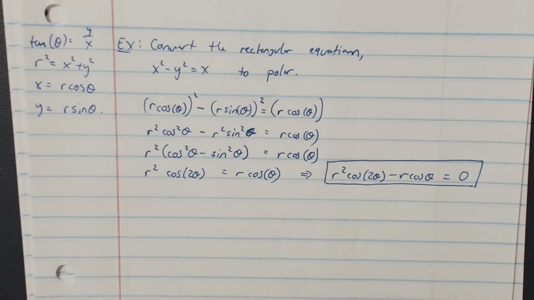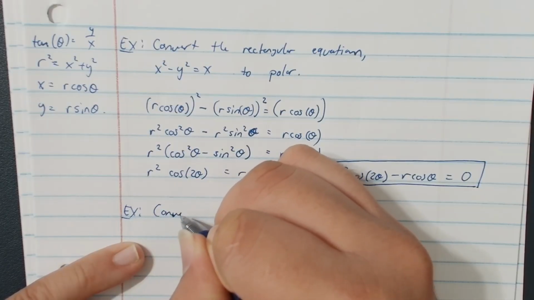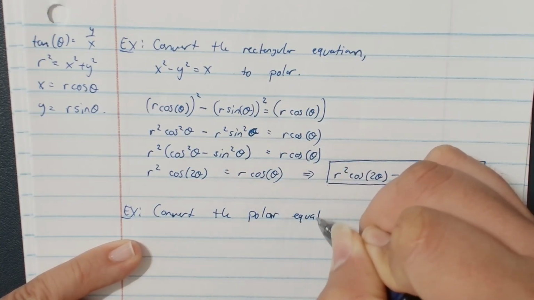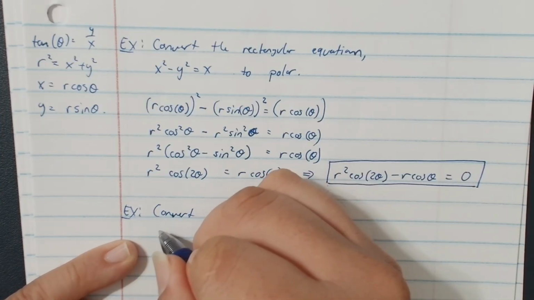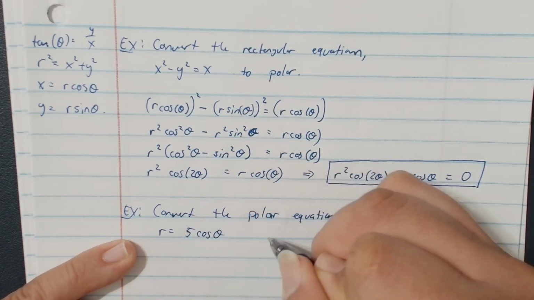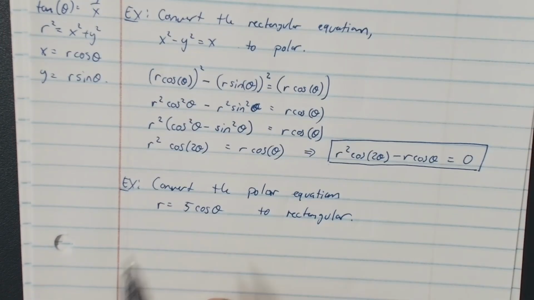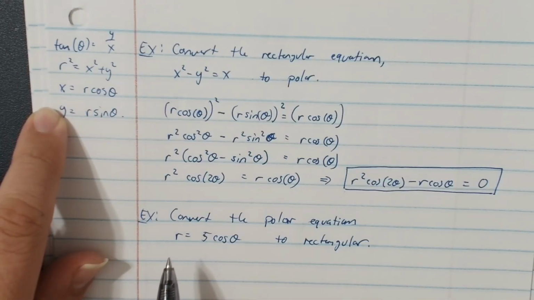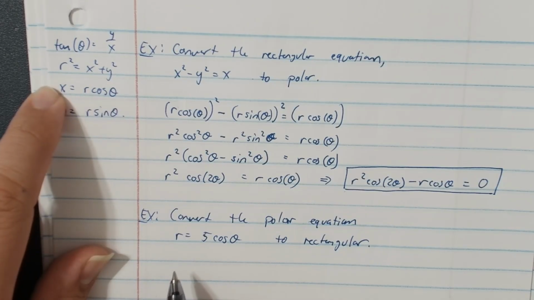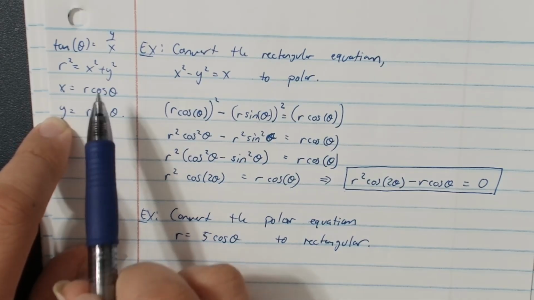And then for our next example, we go back the other way. Let's convert the polar equation r equals 5 cosine theta to rectangular. Okay. Again, what we want to do is replace any instance of r cosine of theta with x and any instance of r sine of theta with y. But it has to be exactly like this.